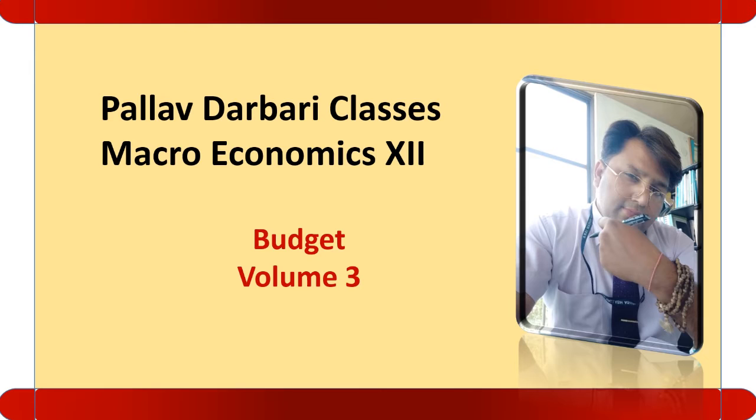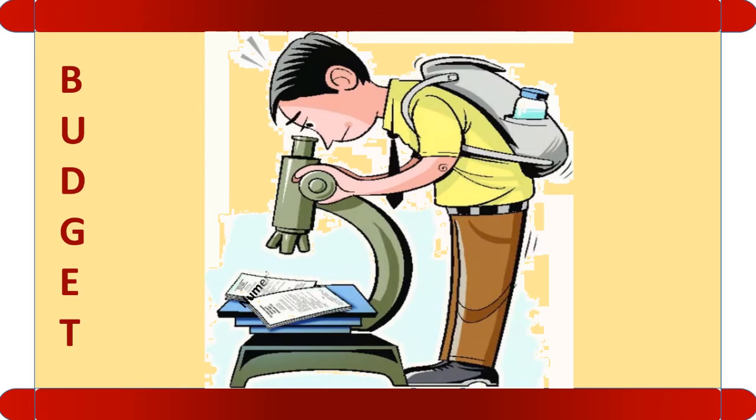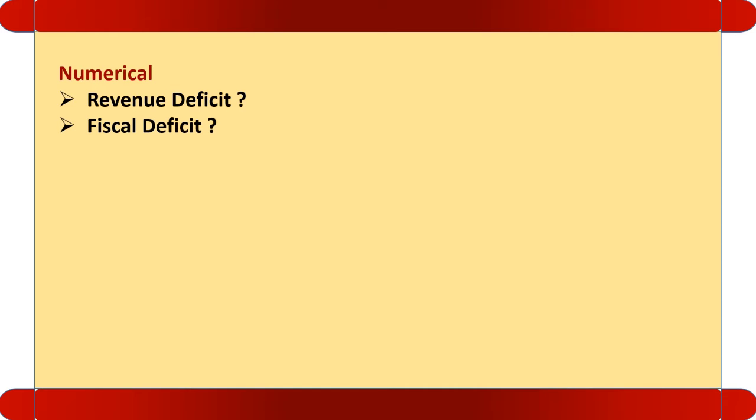In this video, we will discuss the numerical from the chapter Budget. This is the volume 3 of the same chapter Budget. In this video, we will discuss numerical. From this chapter, numerical can be framed from three topics. One is revenue deficit, fiscal deficit we have to calculate, and the primary deficit we have to calculate. So numerical will come from the revenue deficit, fiscal deficit and primary deficit topic.